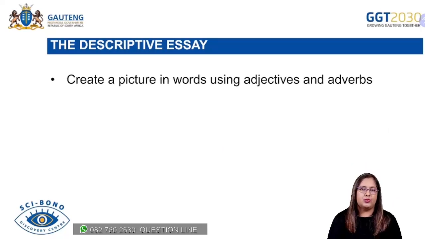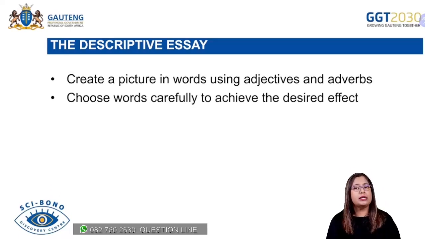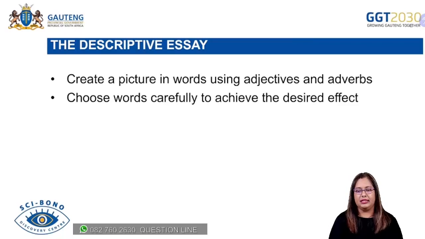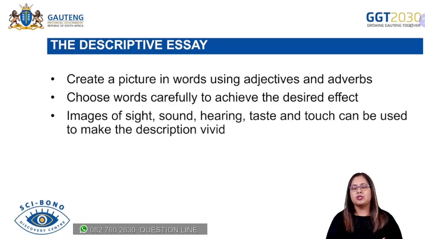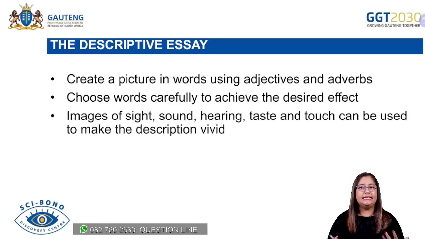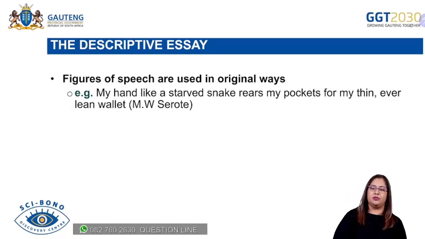Create that picture, grade 12s, I mentioned, using those adjectives, okay? Choose the words that you are going to use carefully here because you want to get that desired effect. You want to keep us engaged and achieve the maximum marks here. So look at images of sight, sound, hearing, taste, touch, and make this as vivid as possible for us. Okay? So you can use your figures of speech in an original way.